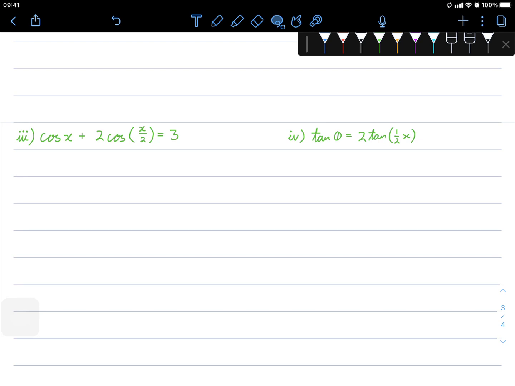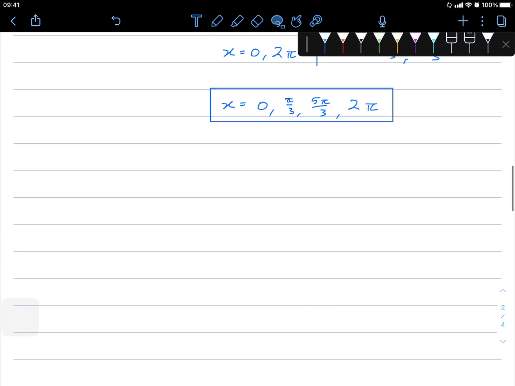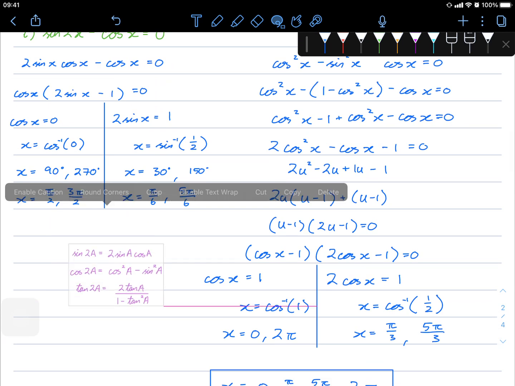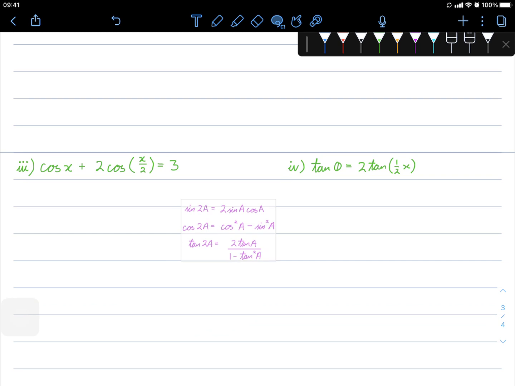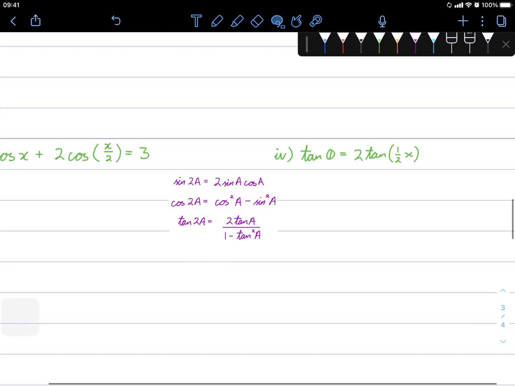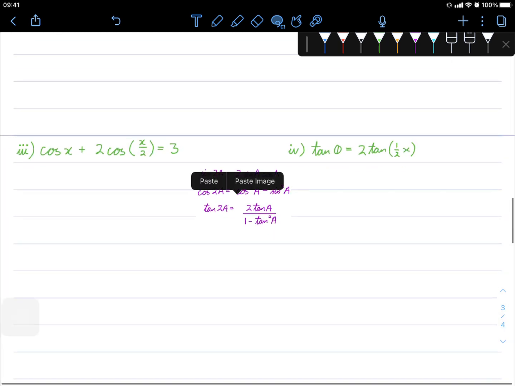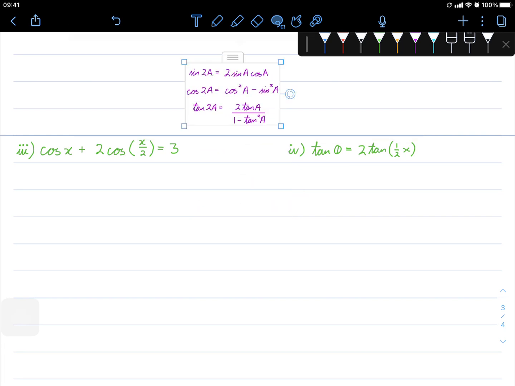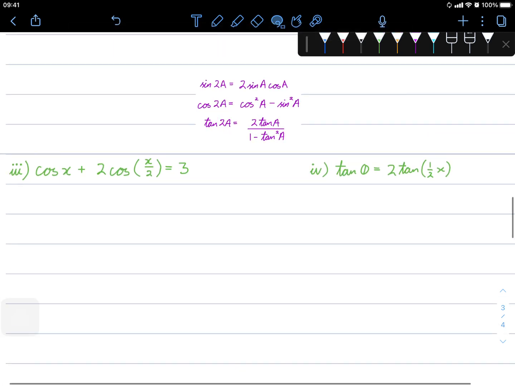Hello class, this is the last two examples on double angle identities. You can go ahead and pause the video and give this a go yourself. Now, let me just bring this down so I'm not scrolling back up and down. Now, it may not seem so obvious how to solve this, but I'll demonstrate to you what we can do.